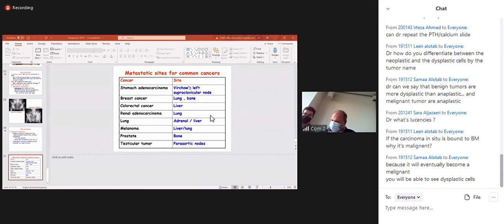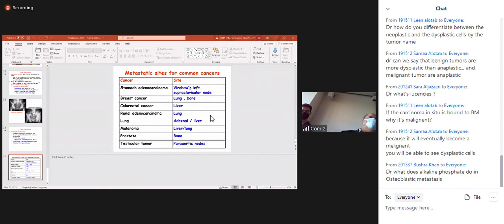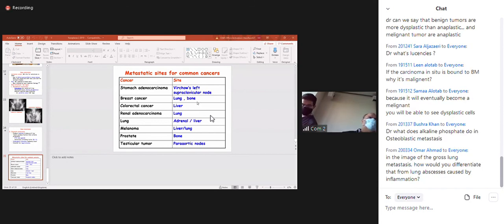Can we say that benign tumors are more dysplastic than anaplastic and malignant tumors are? No, you cannot. Benign tumors are not dysplastic. Benign tumors are benign tumors. This is one. Two, you don't even use the differentiation nomenclature for benign tumors. So you don't say well differentiated benign tumor or moderately differentiated benign tumor. The well differentiated, the moderately differentiated, and the poorly differentiated are only related to malignant tumors.